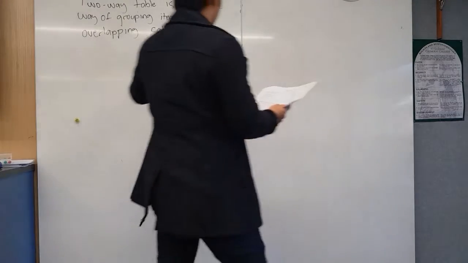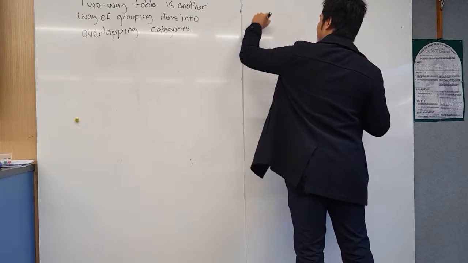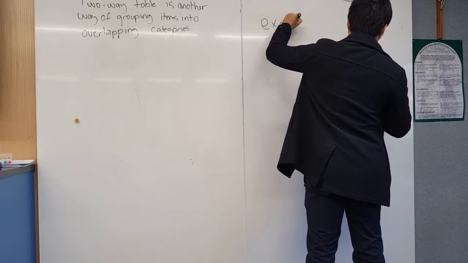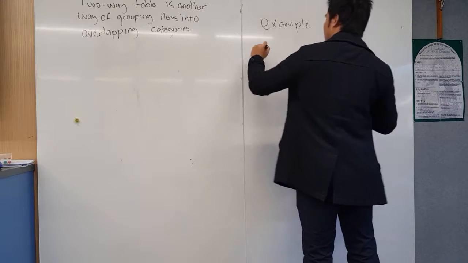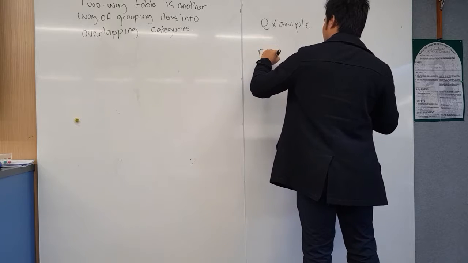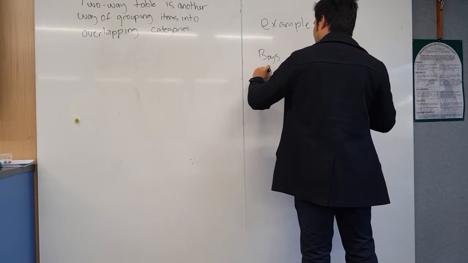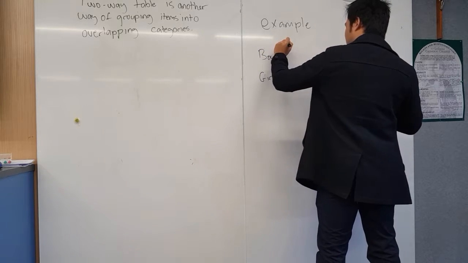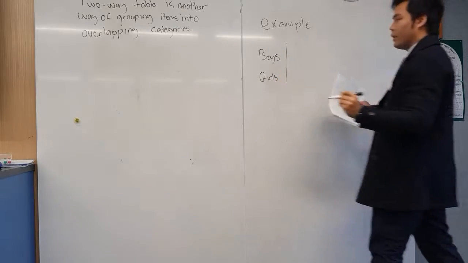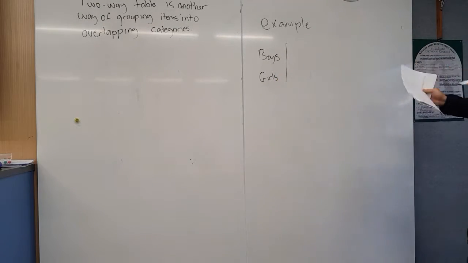Okay. So this is what two-way tables look like. There's a couple of ways you can do it. I'll show it to you guys. So if I drew this, let me finish it.